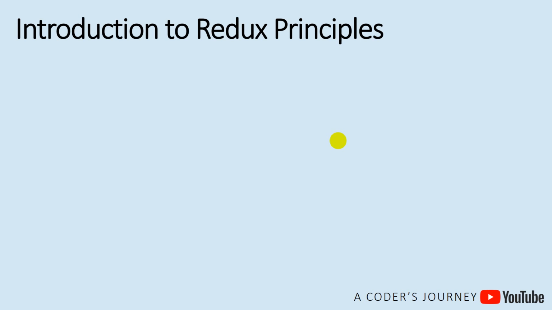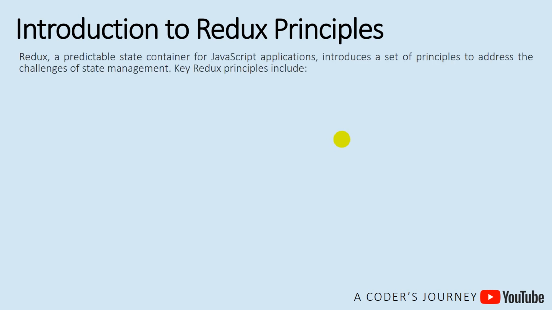Again, if you haven't watched the previous videos, please make sure you do, because as I have told you before, what we talk about in each episode is kind of based on the ideas that we have already covered in the previous videos. Anyway, Redux. Redux is a predictable state container for JavaScript applications, and it introduces a set of principles to address the challenges of state management. These principles are key. When we want to learn about NgRx, we need to know the principles of Redux.